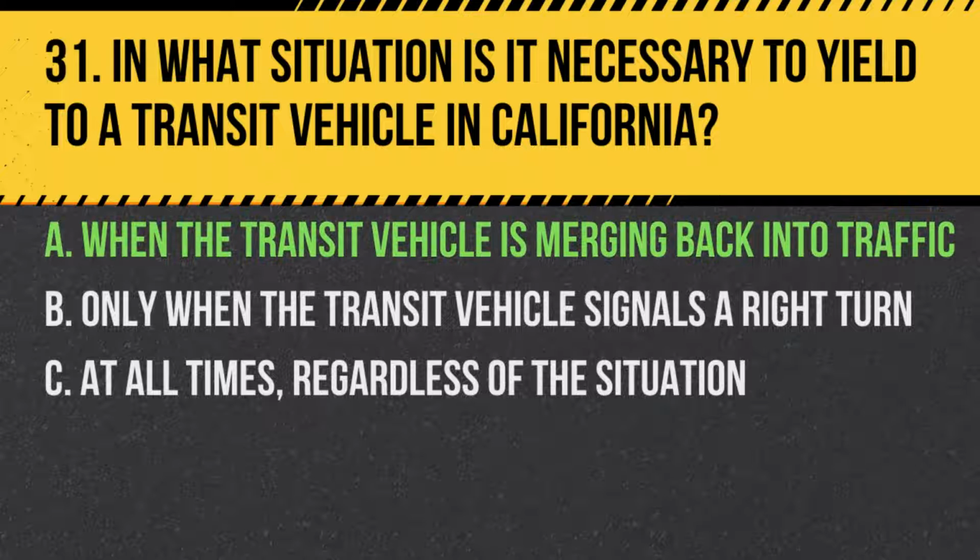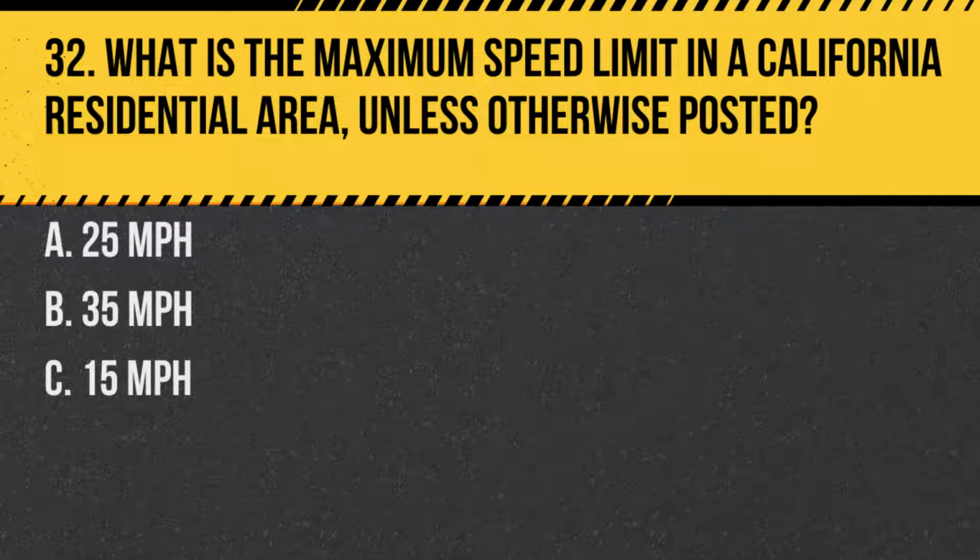Answer: A. When the transit vehicle is merging back into traffic. Drivers should yield to allow transit vehicles to merge back into traffic. Question 32. What is the maximum speed limit in a California residential area, unless otherwise posted?